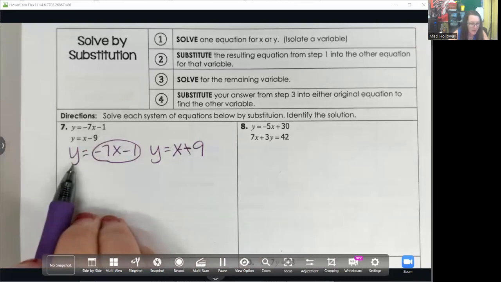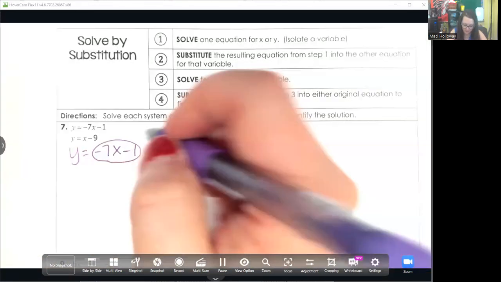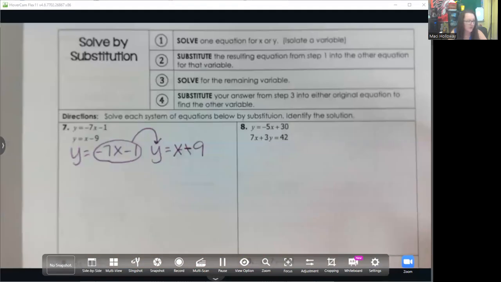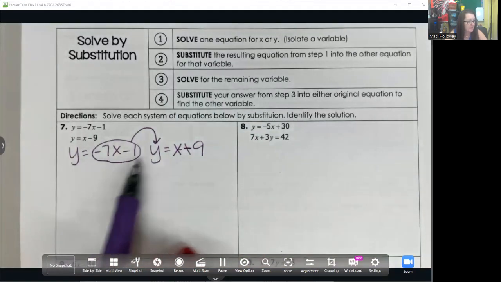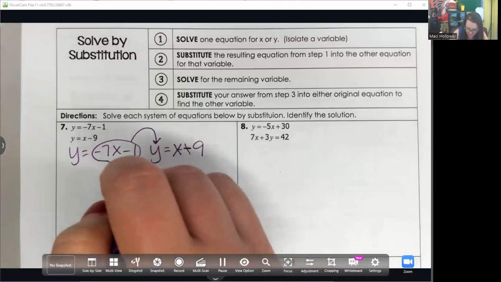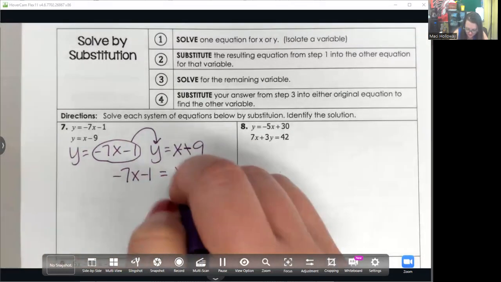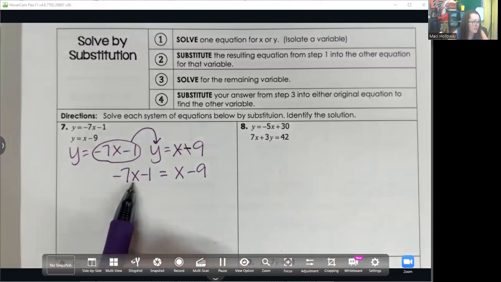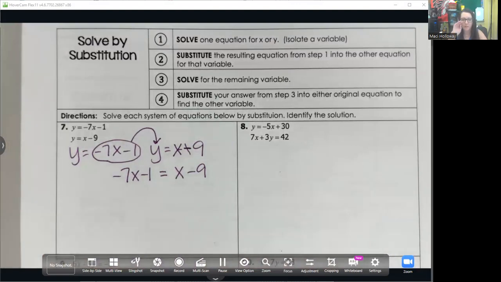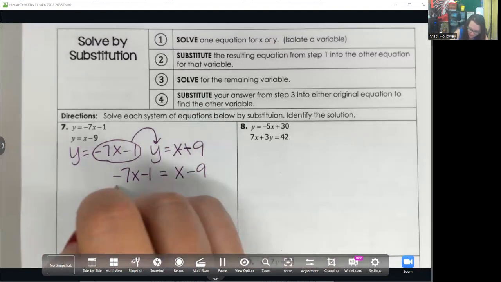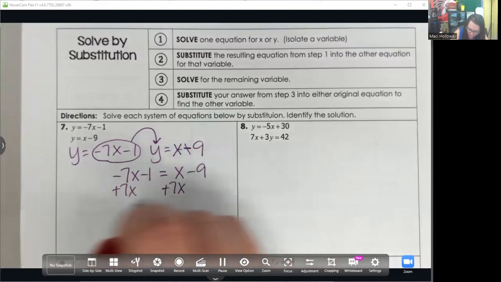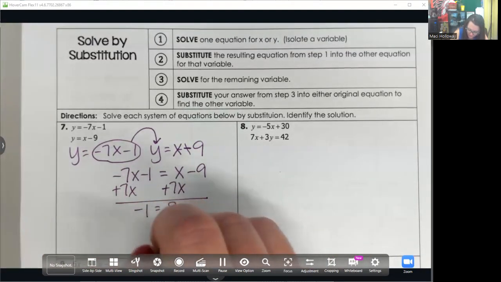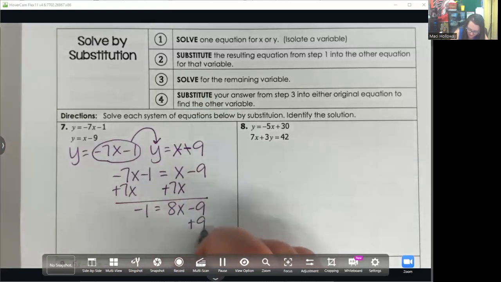So I'm going to say, okay, if y equals negative 7x minus 1 here, then y equals negative 7x minus 1 there. So I'm going to plug in negative 7x minus 1 into y. So we have negative 7x minus 1 equals x minus 9. So all I did was replace this y with negative 7x minus 1. Now I have one variable. I can solve the equation just like a regular equation. So let's add our 7x to the other side. So we have negative 1 equals 8x minus 9. I'm going to get my 9 on the other side by adding. So we have 8 equals 8x. Divide, and x equals 1.